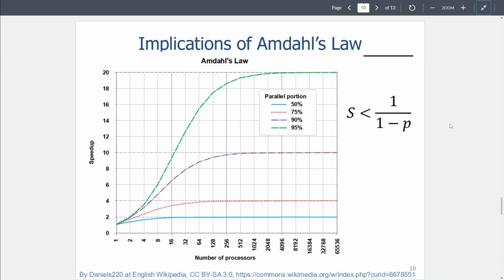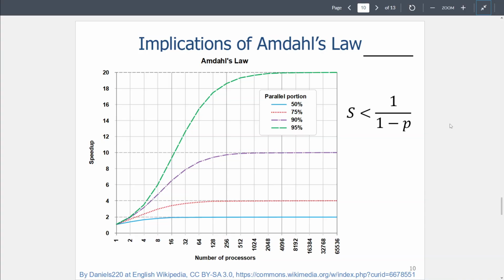So here is a plot. Notice on the x-axis, we're actually going logarithmic, and the y-axis is linear, showing us, as we increase the number of processors, what is the expected speedup that we get. And the thing to notice here is that they all eventually plateau. They all eventually flatten out.